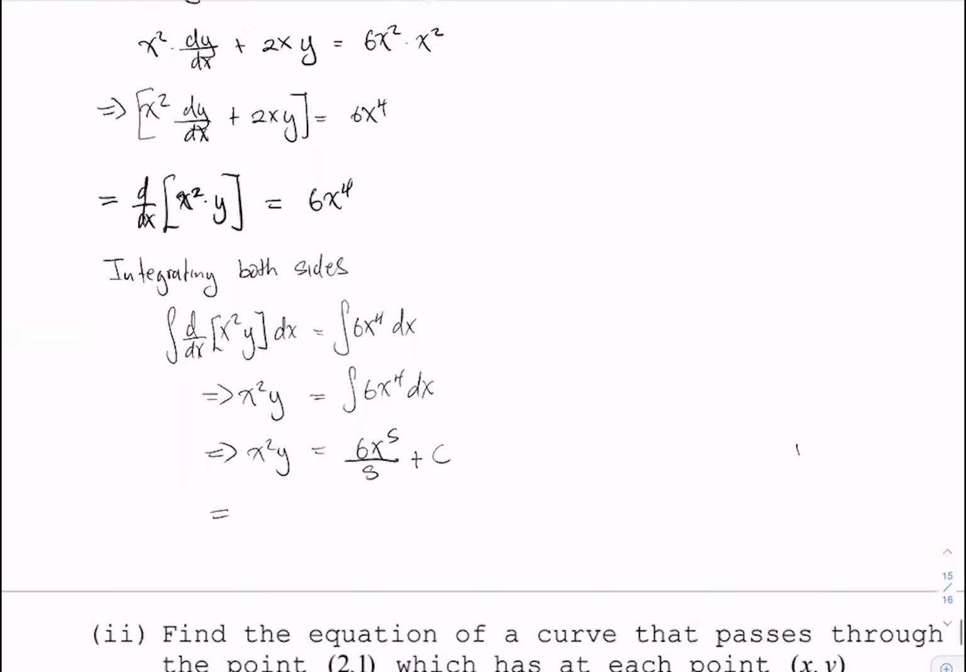So this then means that y is equal to 6x to the 5th power, well, I guess we can subtract the indices here. This gives us 6x to the 3rd power divided by 5 plus c x to the minus 2. And that is our answer.